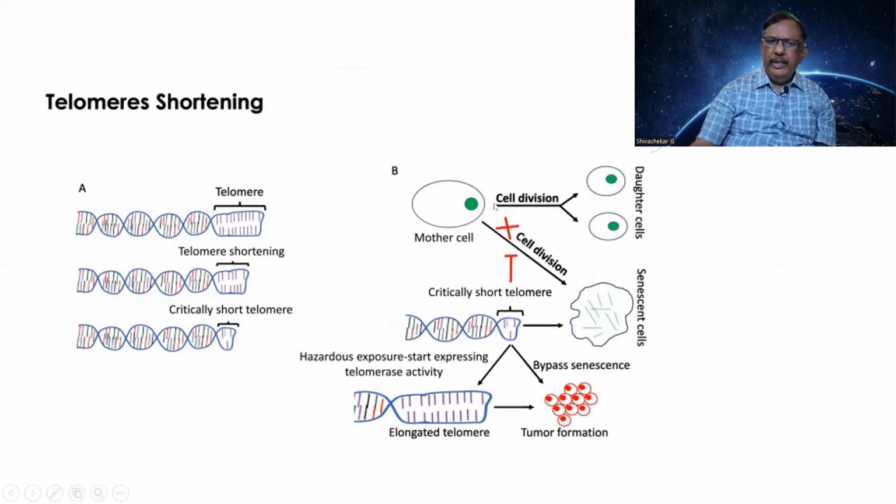So this is a mother cell. It keeps on multiplying. There are the daughter cells and they multiply. But what happens is when there is a shortening of the telomere, there is no cell division. There is a critically short telomere. That is what is mentioned over here. Beyond this point, it is not able to multiply. As a result, you get senescent or old cells. Senile. It comes from that word only.